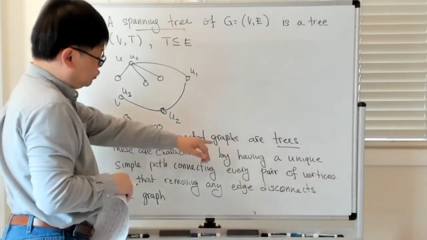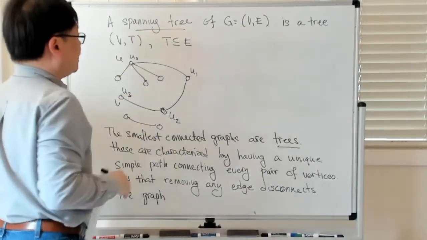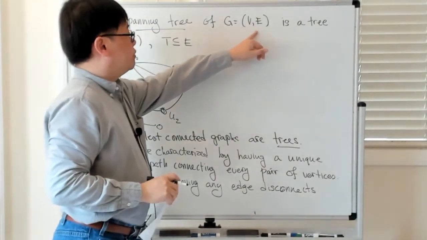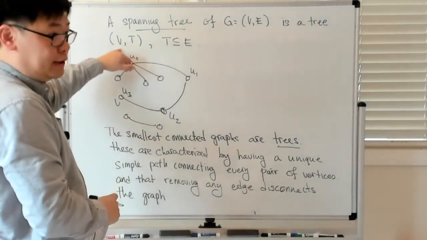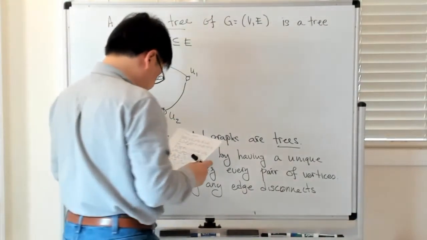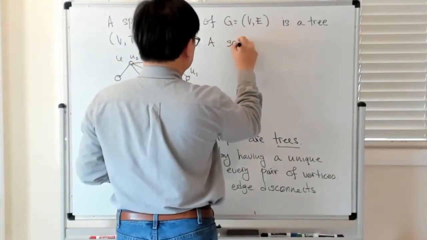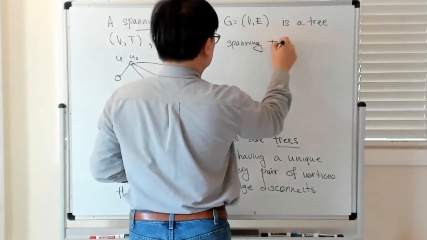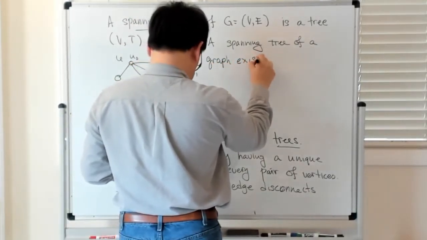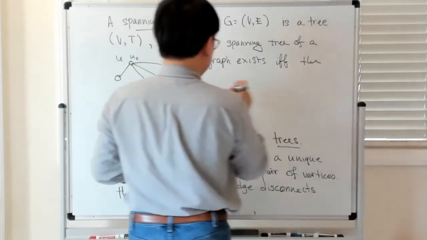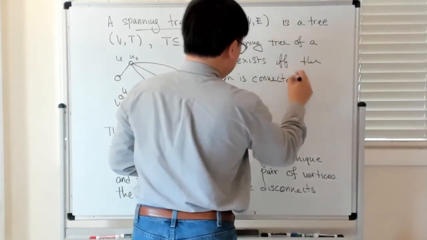Right, as I said, trees are by definition connected. All right. So anyway, a spanning tree of this is basically some subgraph of the original graph which happens to be a tree. Okay. And then you can check that a spanning tree of a graph exists if and only if the graph is connected. Okay.